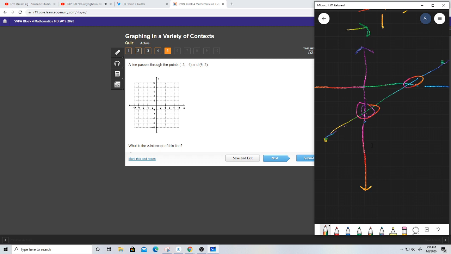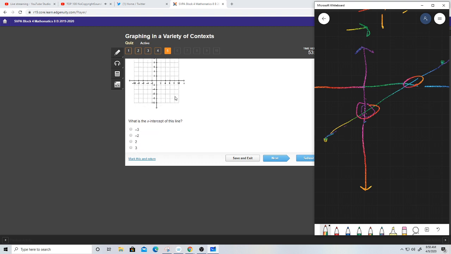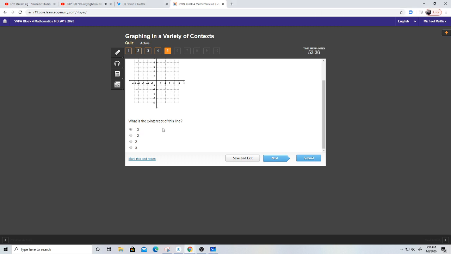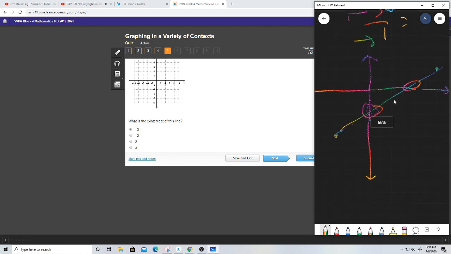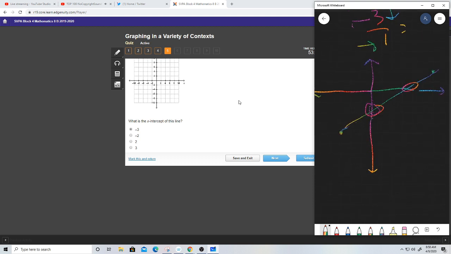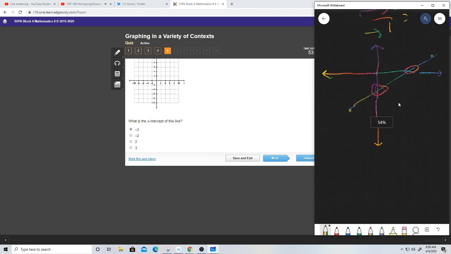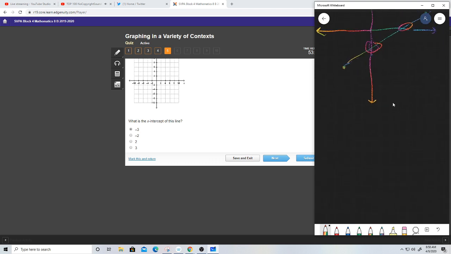Oh, they want to know this one, the x-intercept. What is the x-intercept? So what is that? 1, 2, 3. Negative 3 or negative 4? I'm going with negative 3. Definitely going with negative 3. If this was bigger, or we had decimals or fractions, we would probably just use the actual calculation. You know what? I'm going with negative 3, but I'm gonna confirm.